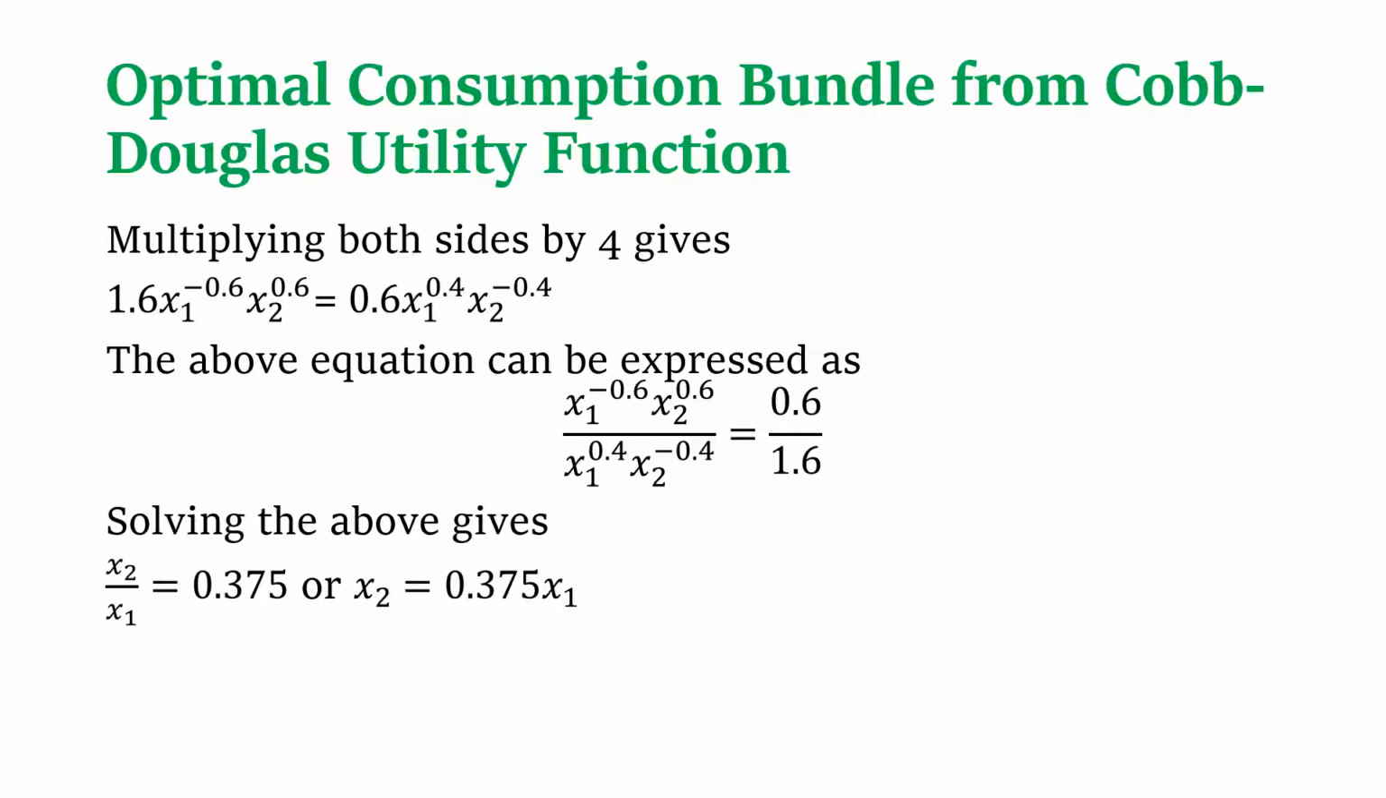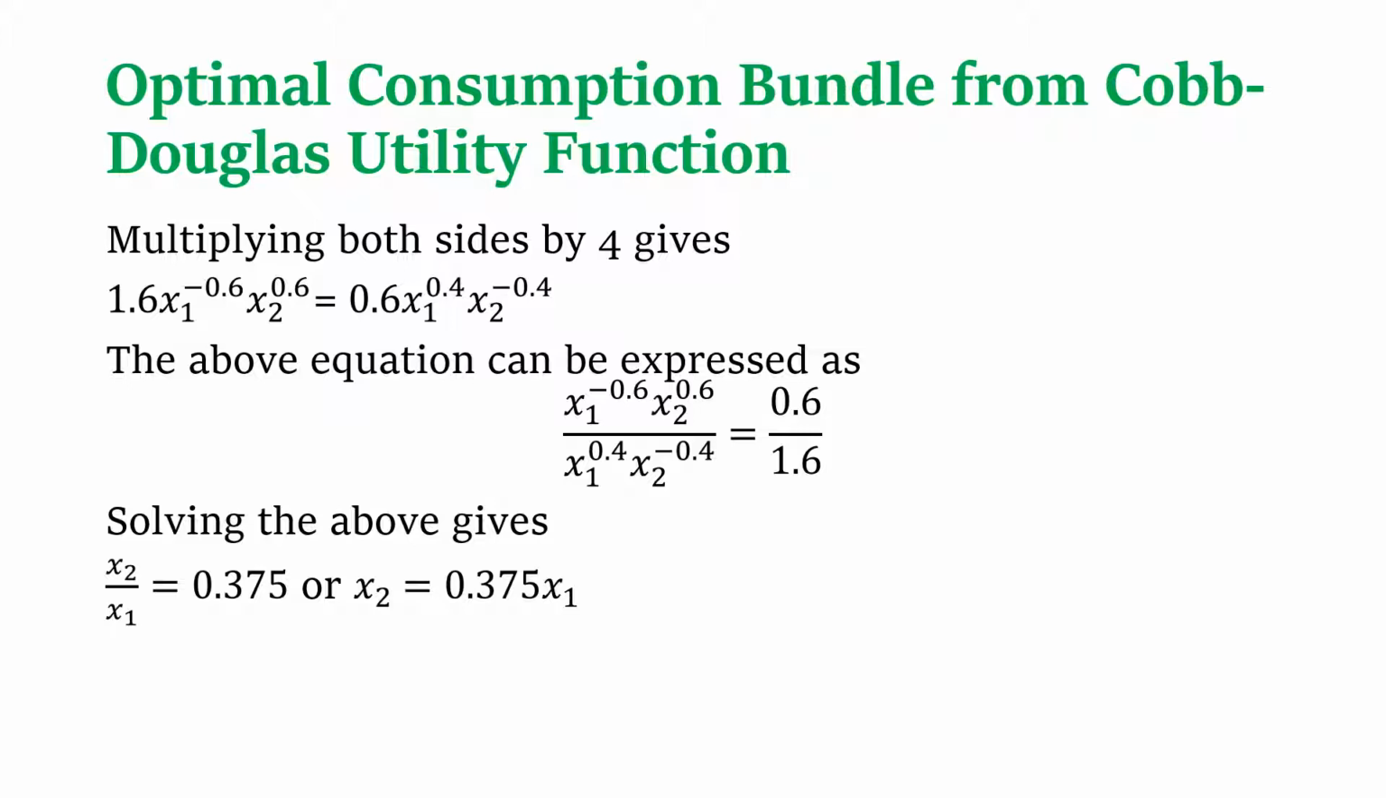So, by simple algebraic manipulation here, what do we do? We just cross multiply. We say x1 to the minus 0.6 x2 to the 0.6 divided by x1 to the 0.4 x2 to the minus 0.4 equals 0.6 over 1.6, right? So this, we just divide this 0.6 by 1.6.